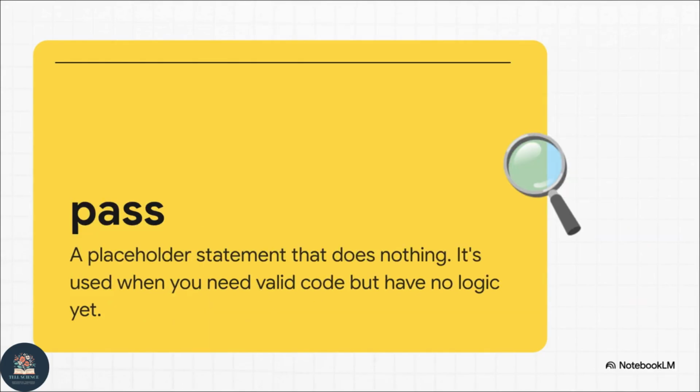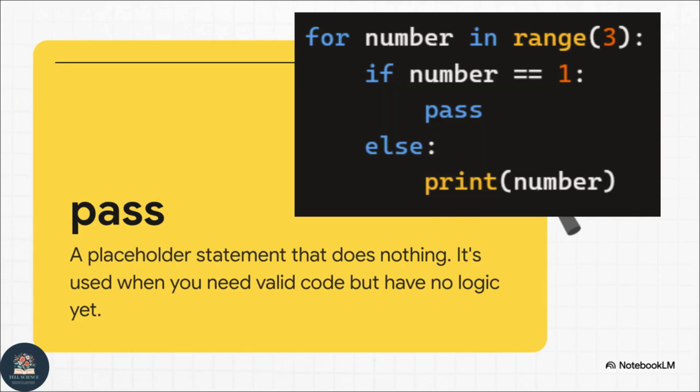And then we have pass. It's a bit strange because it's a placeholder that does absolutely nothing. But imagine you're sketching out your code. You know you're going to need a loop here or an if statement there, but you haven't written the logic yet. You can just pop in pass so Python doesn't give you an error.